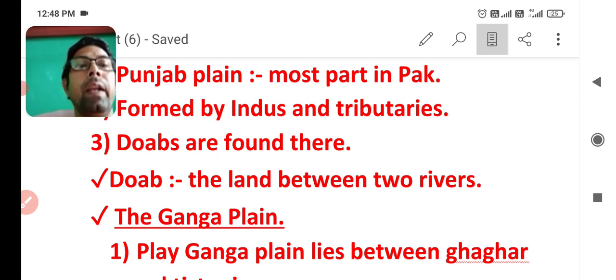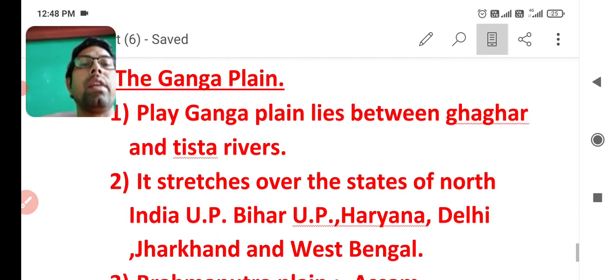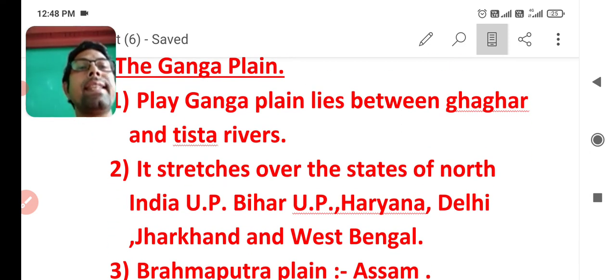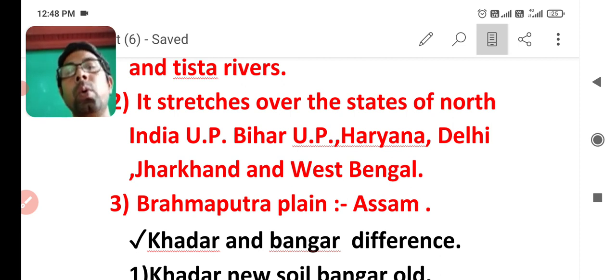Next is the Ganga plain. The Ganga plain lies between Ghaggar and Tista river. It stretches over the states of North India, UP, Bihar, Haryana, Delhi, Jharkhand and West Bengal. So it is located in these states. And next is Brahmaputra plain. Brahmaputra plain is located in Assam. So I think you got all three divisions of the northern plain.